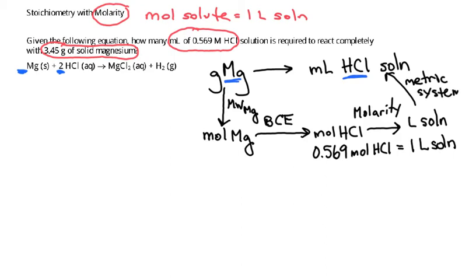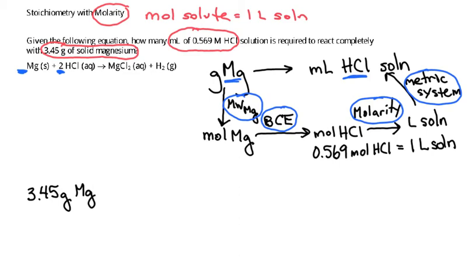So this is our map, and remember, in our map, each one of these is a conversion factor. It's one of our parentheses in our dimensional analysis: molecular weight of magnesium, balanced chemical equation, molarity, and the metric system. So let's go ahead and set this up. We have 3.45 grams of magnesium. We're always going to start with what the question is asking about.